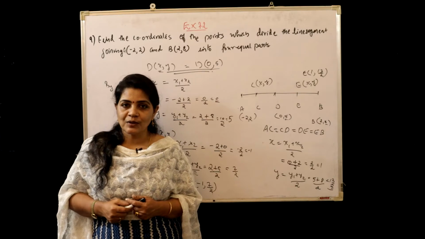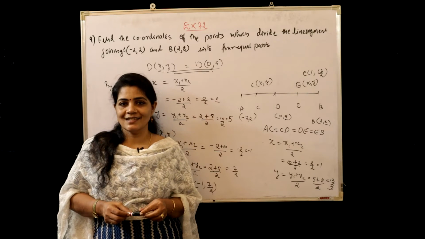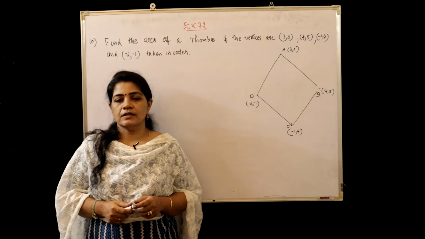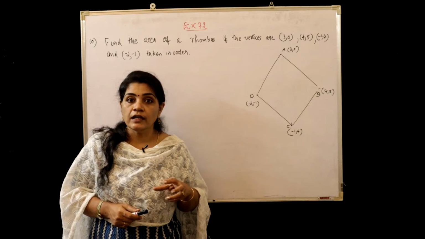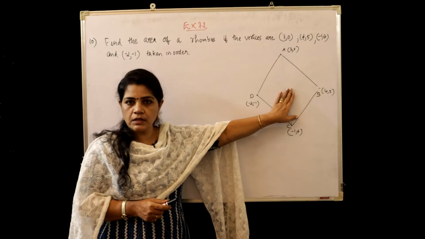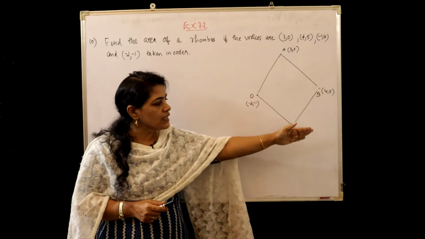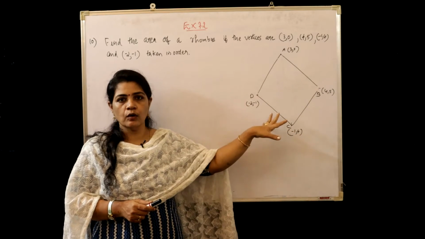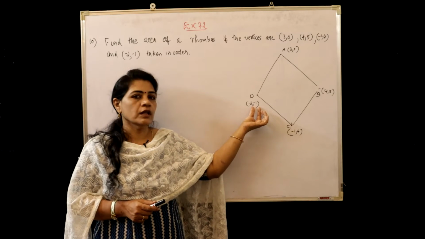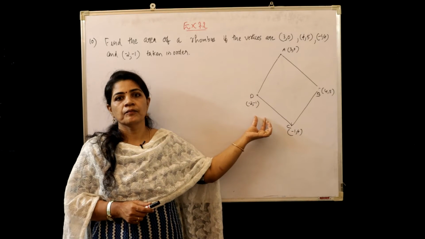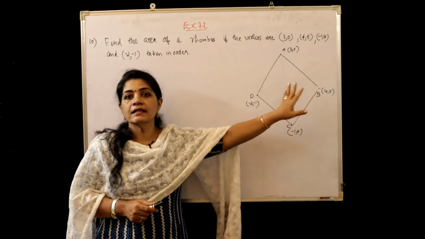Now we are moving to the last question of this exercise. In the 10th question, we have to find out the area of this rhombus. Its vertices A, B, C, D I have taken in order, and the coordinates of each vertex are given. That means we have to get its area.